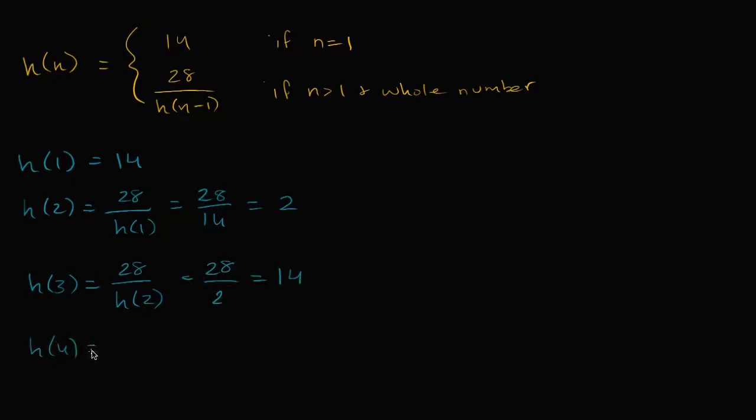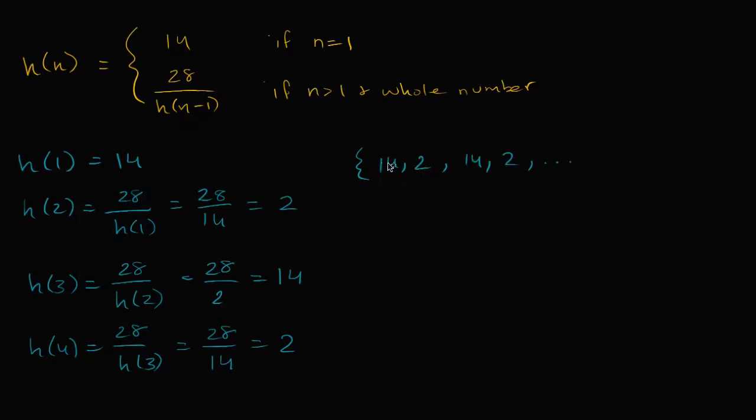h of 4 is going to be 28 divided by h of 3, which is 28 divided by, this is h of 3 right over here, we just figured that out, divided by 14, which is back to 2. If we were to think of this as a sequence, we'd say, all right, let's see. The first term is 14, then we get to 2, then we go to 14, then we get to 2.